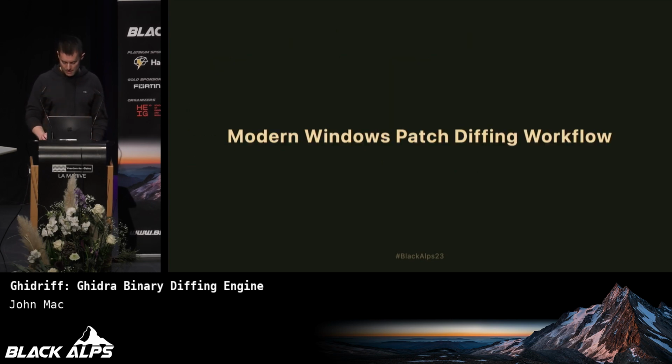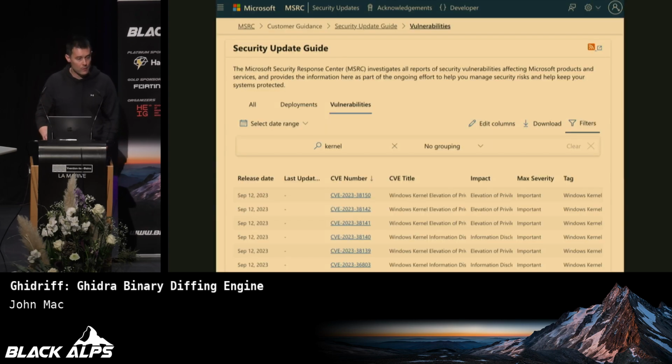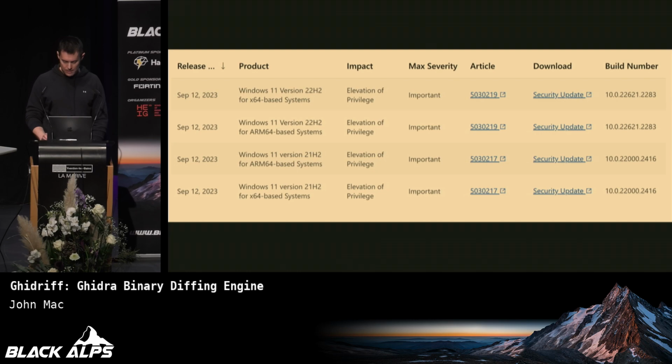If you're going to do this on Windows today, the way I would do this, I would wait for a patch Tuesday to come out, and MSRC will publish their 60 or so CVEs. You can go sort by topic. In this case, I'm searching for kernel. There were 6 CVEs back in September. You can click on one of those CVEs, and from there you could pivot to the build number on the far right-hand side. The build number itself will tell you which binary to go and download, and then you download that one and the one before.